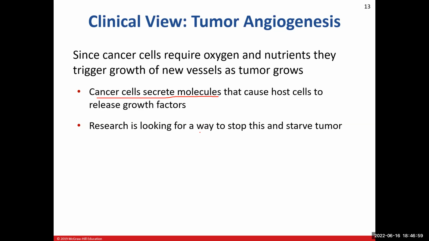So a lot of research is in that direction of trying to get the drugs to be made that will prevent the formation of these chemicals. So it prevents those tumor cells then from getting the blood vessels to supply them, and then they pretty much starve.